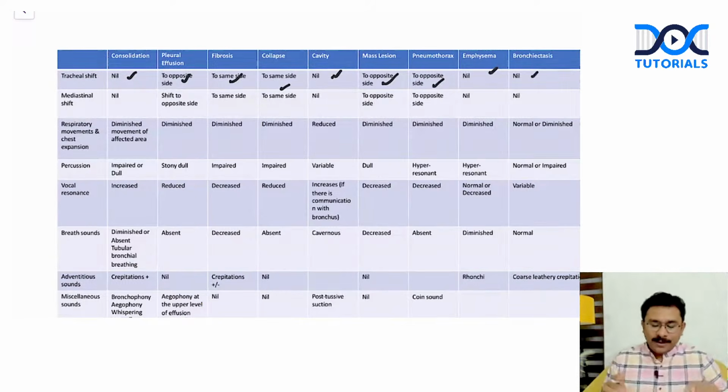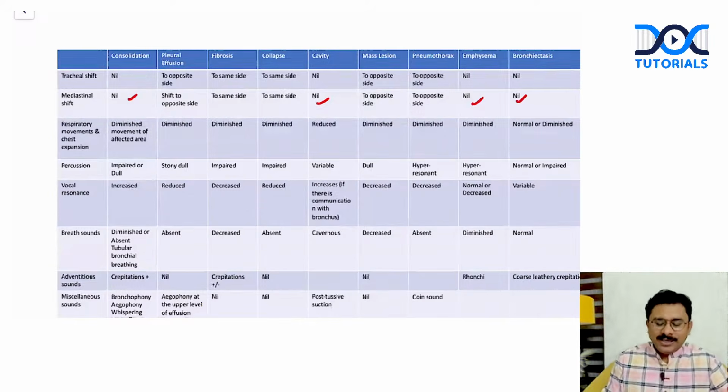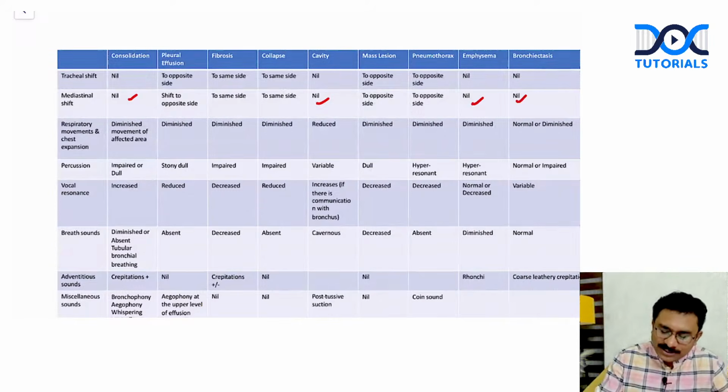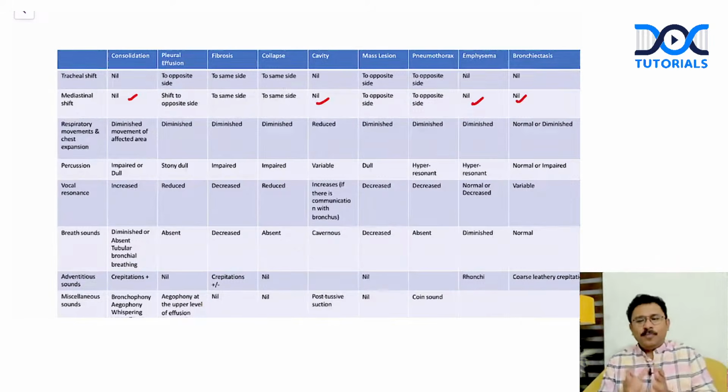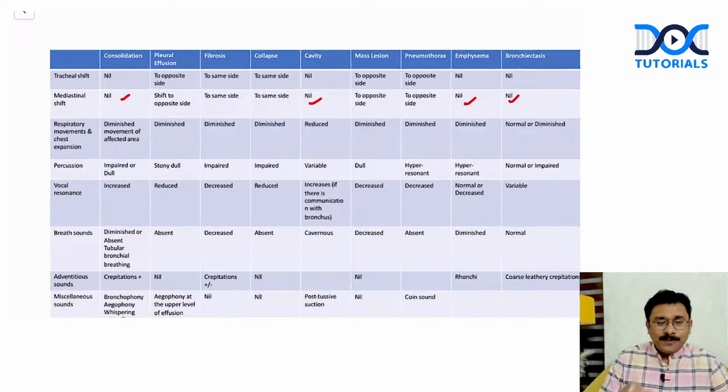Okay, right. Now coming to the mediastinal shift. When you look at it, consolidation, cavity, emphysema, bronchiectasis, not much of a mediastinal shift. Again, shift to the opposite side, the same logic as pushing lesion and pulling lesion. I've just listed it down. I think you are quite familiar with these terms, pushing and pulling, by now. Now coming to respiratory movements and chest expansion. In case of consolidation, you may have diminished movement of the affected area.